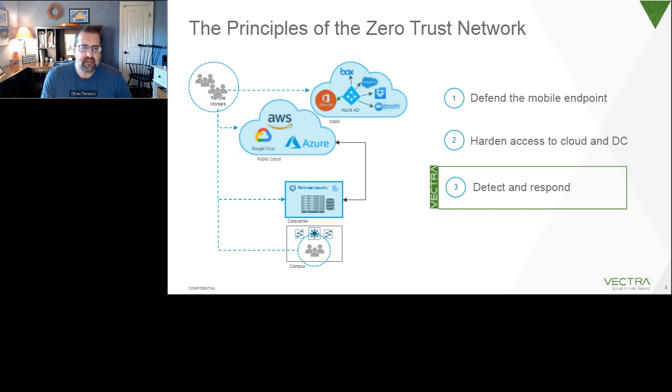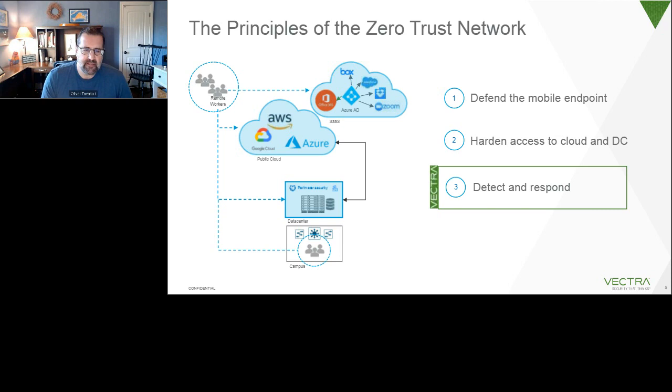So in this world, yes, you still have your data center. Yes, you may still have your campus environment, but you also have elements of cloud, public or private. You have elements of SaaS applications that are out there. And so in this world, how you defend yourself against attackers, there's obviously the mobile endpoint. I don't think people buy desktop systems anymore. Almost everybody obviously has a laptop.